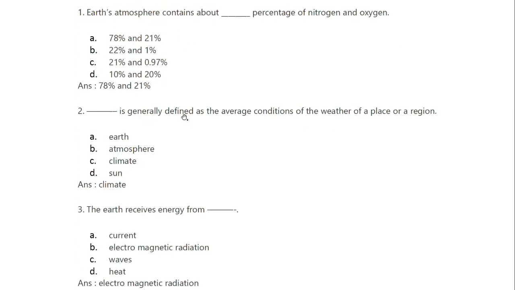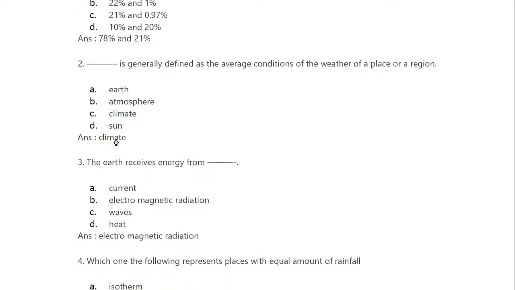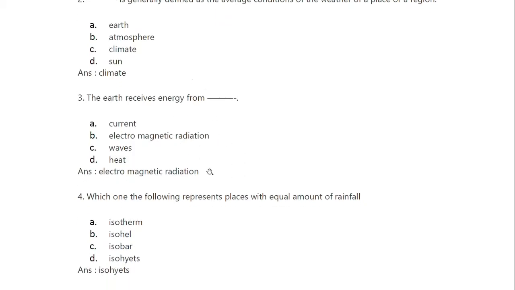This dash is generally defined as the average condition of weather of a place or region. So the average condition of weather is climate. Climate is the average condition of weather. Next, the earth receives energy from the electromagnetic radiation. So, radiation is the earth's energy.